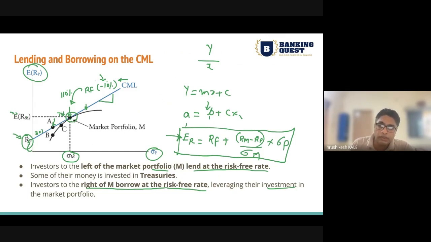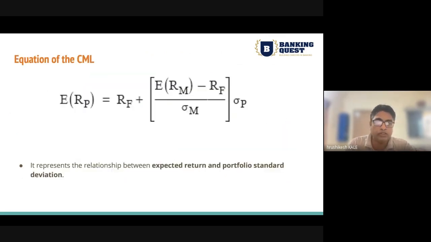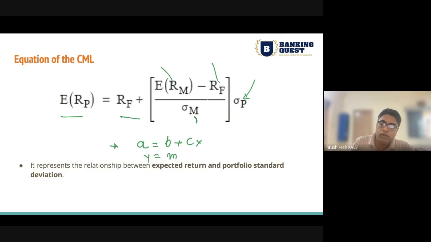Now, what are these terms? These are the risk-free rate. This is the return of market. This is the risk-free rate. This is the standard deviation of market. And this is the standard deviation of the portfolio. And that's what the equation is. This equation came from the simple regression line, and the formula is A equal to B plus Cx, or some people write it as y equal to mx plus c, where c is a constant, which is nothing but the y-intercept. And that's how you can calculate the return of the portfolio.